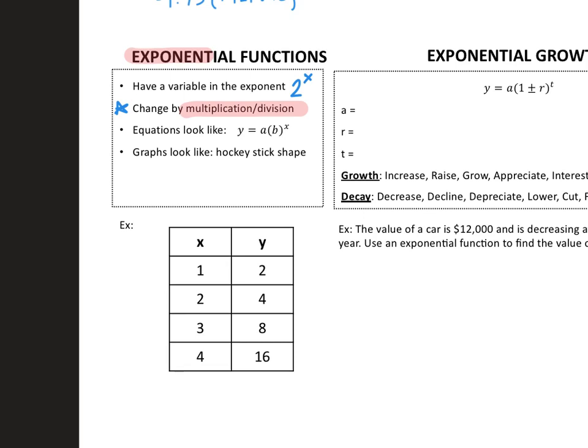Their equations always look like this form: y is equal to a times b to the x. In this equation, the a right here is your initial value, and the b is always your growth or decay factor. When you have exponential graphs, they're going to look kind of like a hockey stick shape. There's going to be a long flat part and then a dramatic curve upward, or it starts up high and gets lower and then flattens out. Either way, it's a dramatic curve and there's a long flat part.